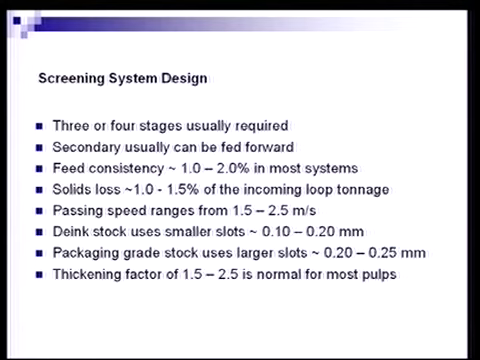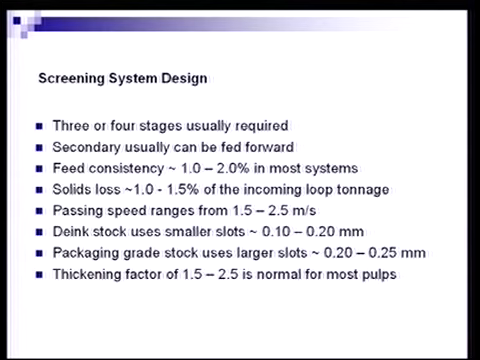Passing speeds. Passing speeds will range, again, usually from the 1 to 1.5, maybe 2 meters per second. More recently, the systems are being designed to go up to 2.5 meters per second, depending again on the consistency and the rotor type. The ink stocks, you can expect to find smaller slots, 4 to 8 thousandths of an inch, or 0.1 to 0.2 millimeters. Packaging grades, however, will use larger slots simply because the fiber is bigger, tougher, a lot more softwood, is not as thoroughly pulped, it's not as flexible, and so we'll use larger slots in packaging grades.